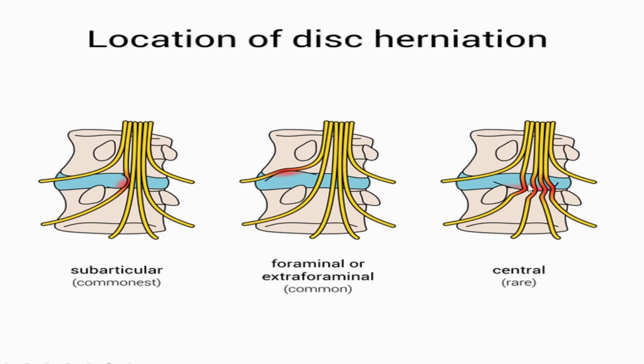In central disc herniation, there is compression of the cauda equina nerve roots, whereas in the foraminal or extraforaminal type, there is dorsal ganglion compression in foraminal, whereas in extraforaminal type, compression of the exiting nerve root distal to the dorsal ganglion can be seen. And in subarticular type, there is a compression of the traversing nerve root. So depending upon the location of disc herniation, the nerve roots are compressed accordingly.